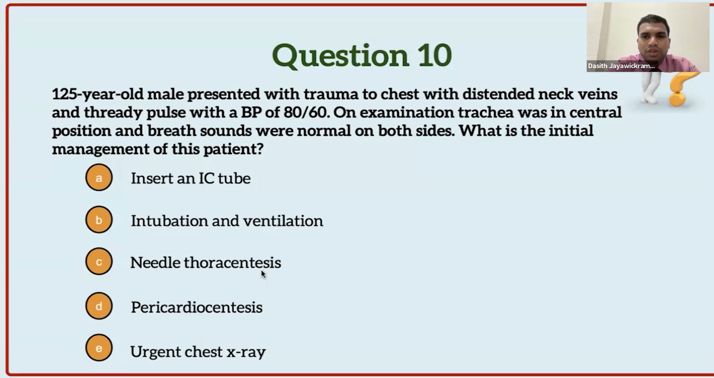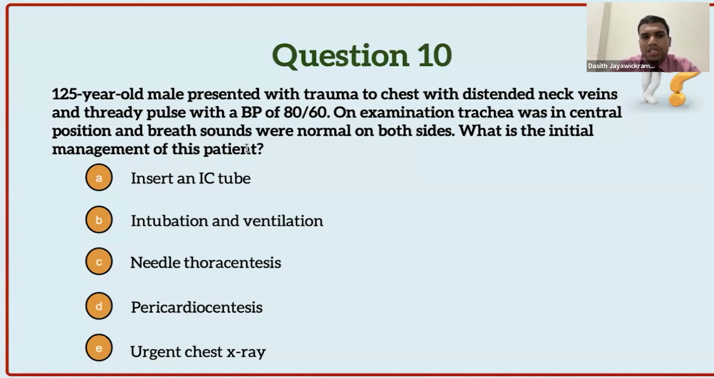So this is also going a little bit into thoracic trauma. Distended neck veins, a feeble pulse, and low blood pressure is called Beck's triad, and given that the trachea is central, not towards a tension pneumothorax, this clinical picture is a cardiac tamponade.